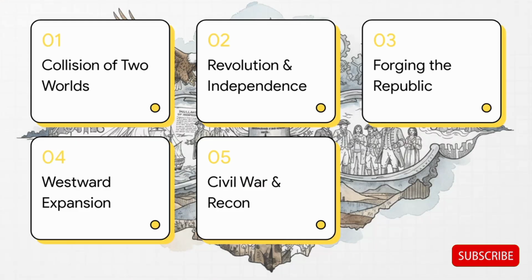Here's our syllabus for the lecture today. We're going to move through 5 distinct epochs, starting with the initial collision of native and European worlds, through the forging of a new republic, the violent push westward, and finally, the devastating crucible of the Civil War and Reconstruction. Okay, let's dive into this.